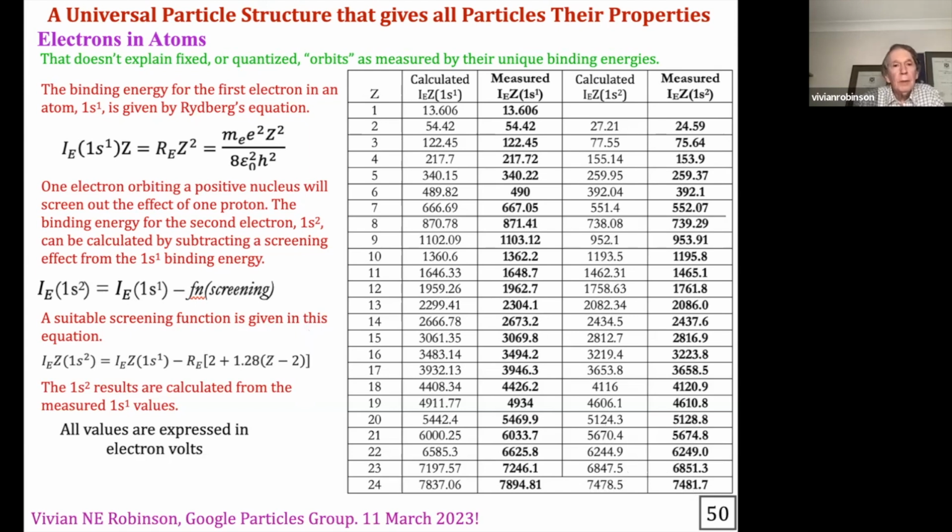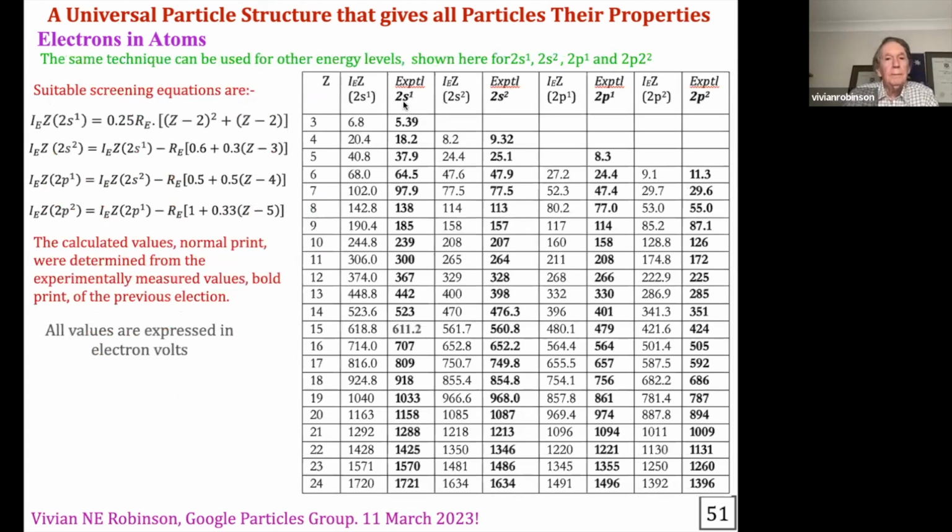Now, doing it just for one is not good, so I've done it for 2s1, 2s2, 2p1, 2p2 as well. And again, the same. Here are some suitable equations. The calculated values, which are in the normal print, are calculated from the experimentally measured values, which were the previous lot. And go through again, 190.4, 185, 618.8, 611.2, 1571, 1570. Yeah, it's reasonable.